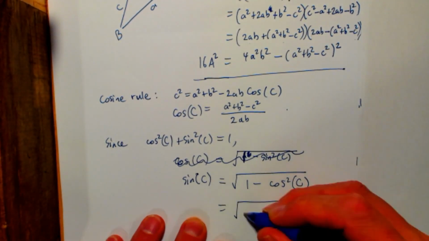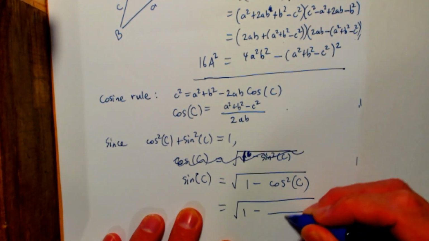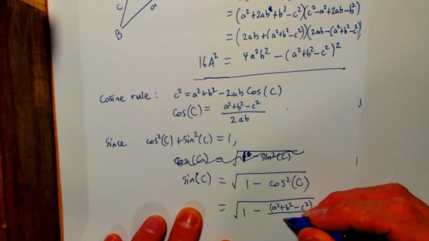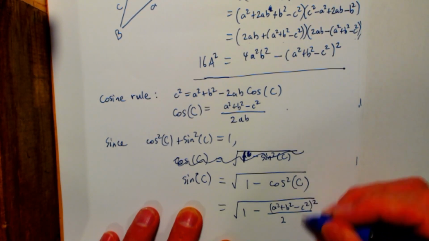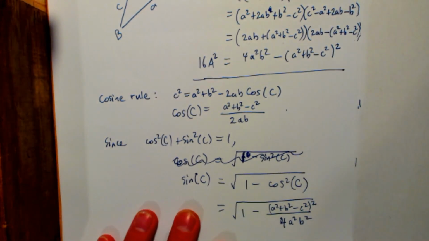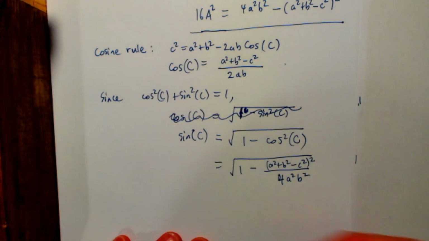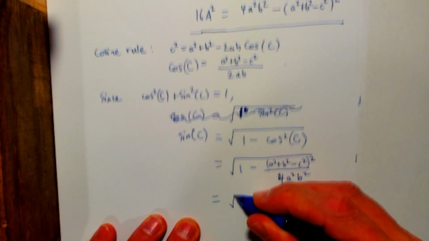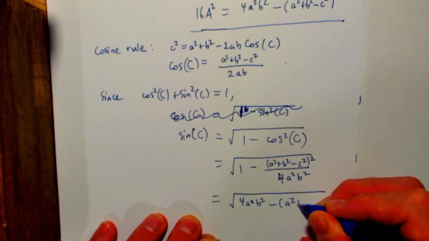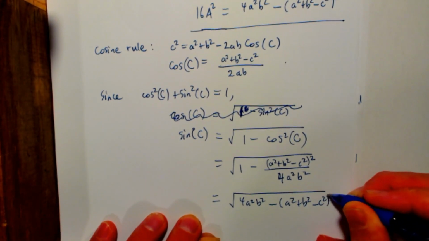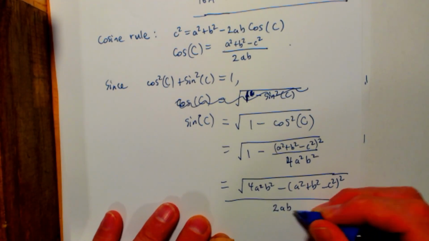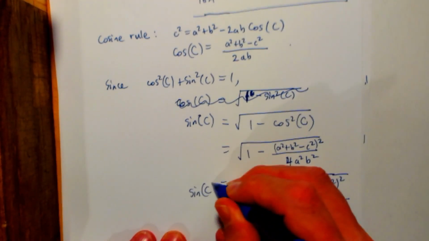And so when we do that, we get 1 minus, in brackets, a squared plus b squared minus c squared all over, and that's squared, right, because we're squaring the cos. And if we square 2ab, we've got 4a squared b squared. So if we put this under one denominator, we'll have 4a squared b squared minus, in brackets, a squared plus b squared minus c squared, squared, all over the square root of that denominator, so 2ab. Alright, so this is sine of c.